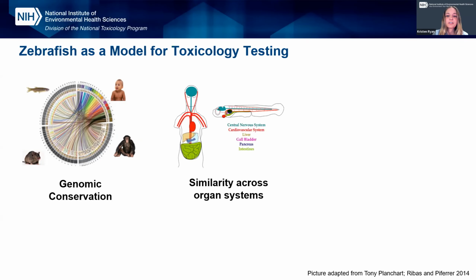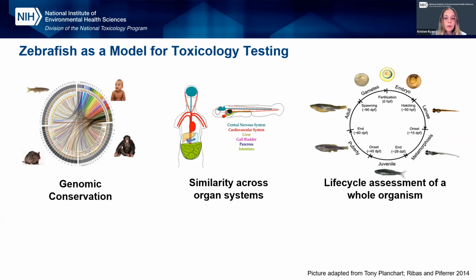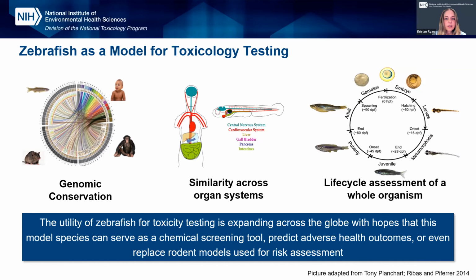As a vertebrate, zebrafish have many of the same organs and tissues as humans. And because of their smaller size and shorter life cycle and fairly straightforward husbandry, one can evaluate the zebrafish's entire life cycle as a whole organism or focus on certain life stages. And the utility of zebrafish for toxicity testing is certainly expanding across the globe, with hopes that this model species can serve as either a chemical screening tool, be used to predict adverse health outcomes, or even replace rodent models used for risk assessment.